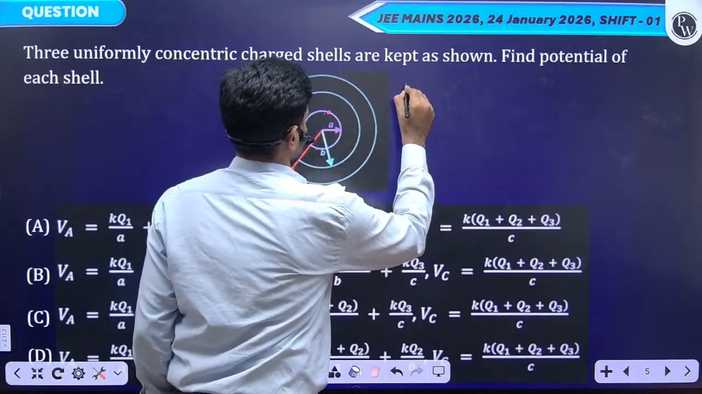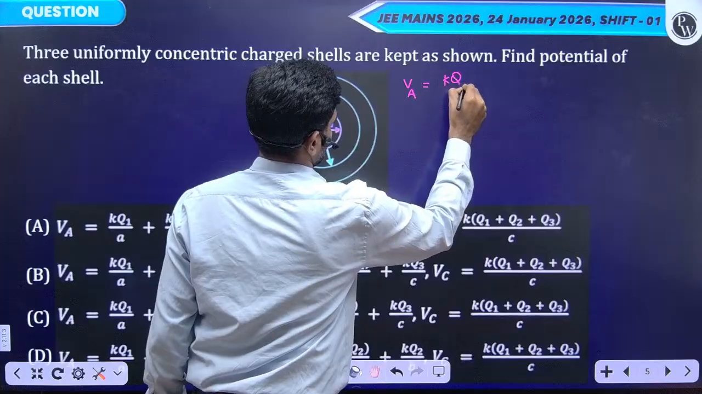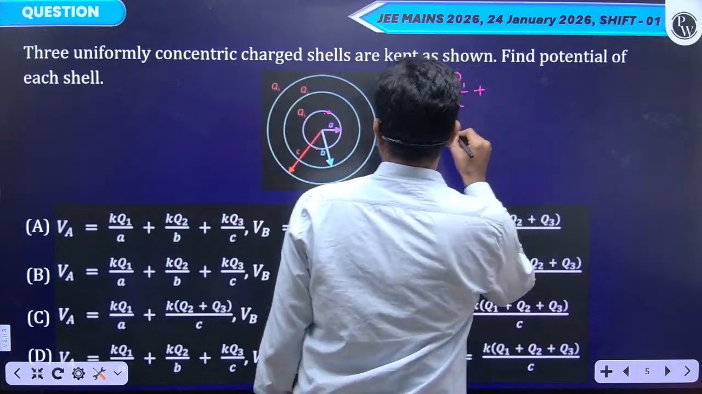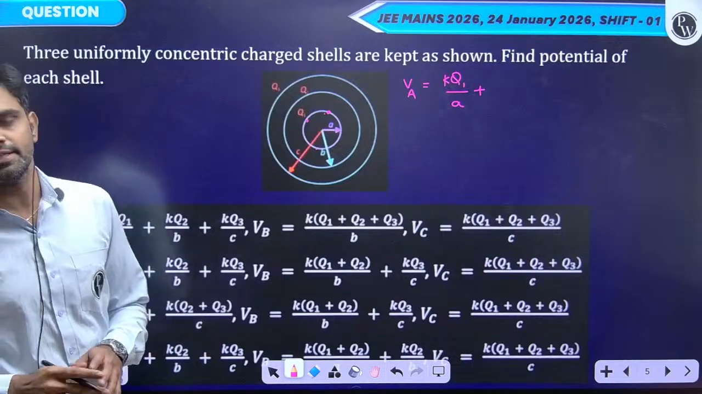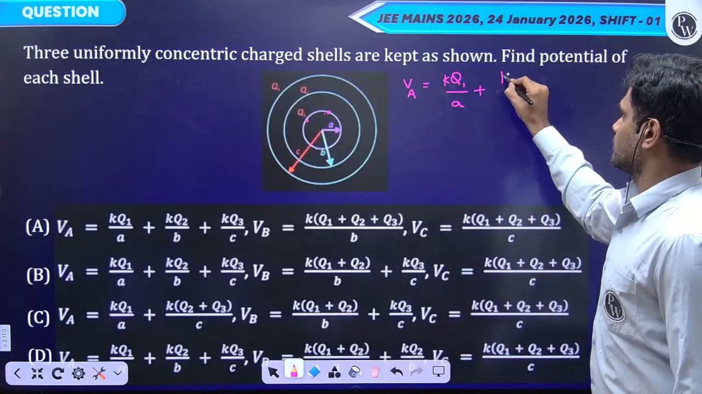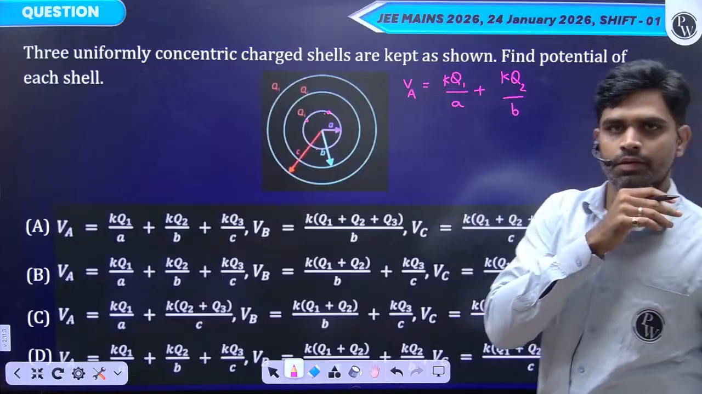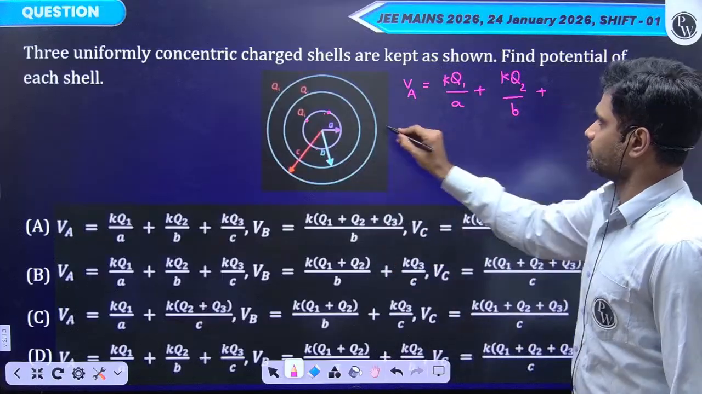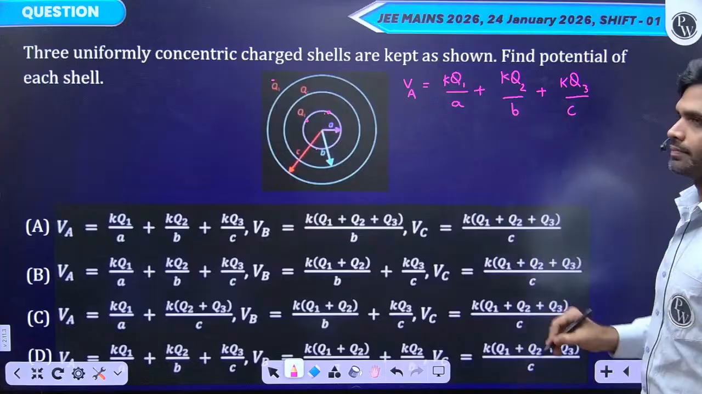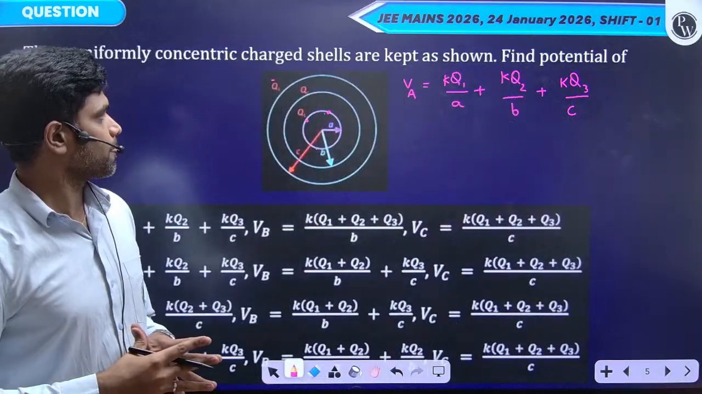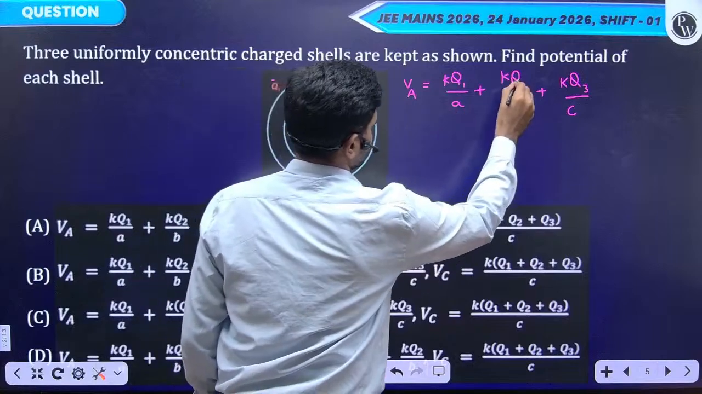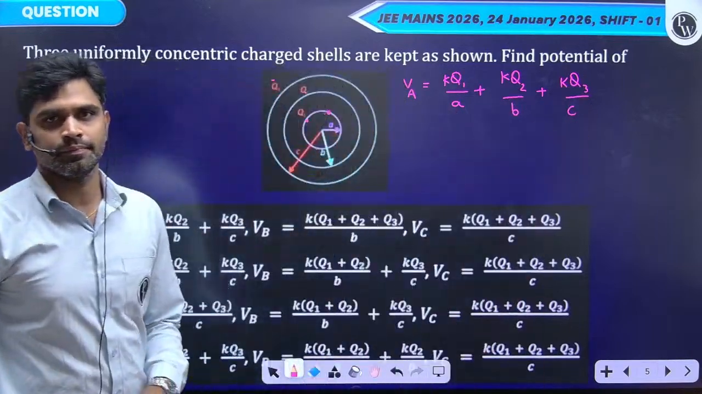Now due to Q1, VA is KQ1 by A, plus this point is an inside point for Q2. For inside points, what is the potential formula? KQ by radius of that sphere, so KQ2 by B. Then this point is also inside for Q3, so KQ3 by C. The potential is KQ1 by A, KQ2 by B and KQ3 by C at the inside point.